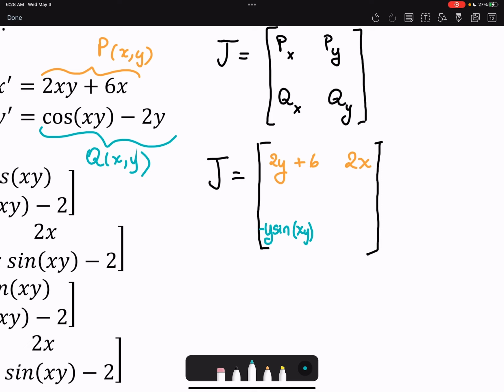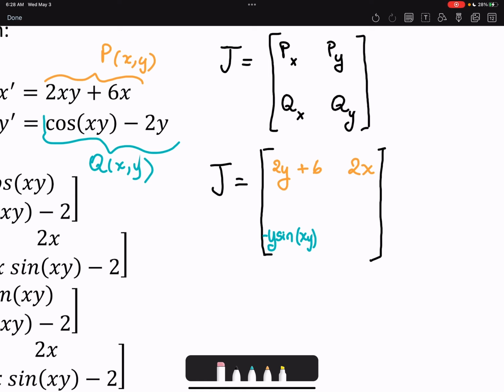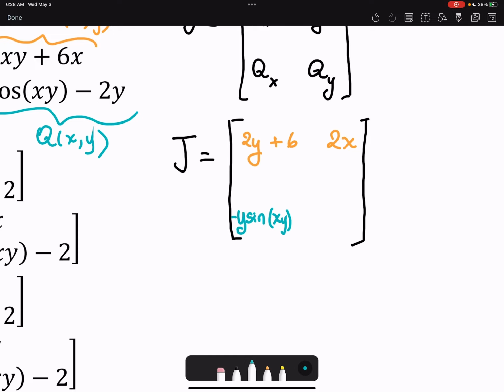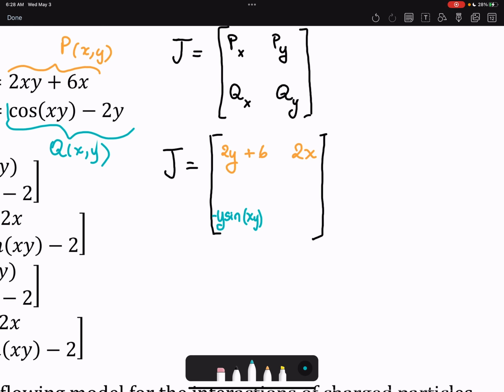Now, some of you might be confused. So I took the derivative of the inside with respect to x, and that was just y, and I multiplied it in front. And then I took the derivative of the outside function, which is cosine, and the derivative of cosine is negative sine. Now we can take the derivative of this with respect to x, which is 0 because there is no x. Now if we do the same thing but with respect to y, we're going to get negative x sine xy, and then minus 2.